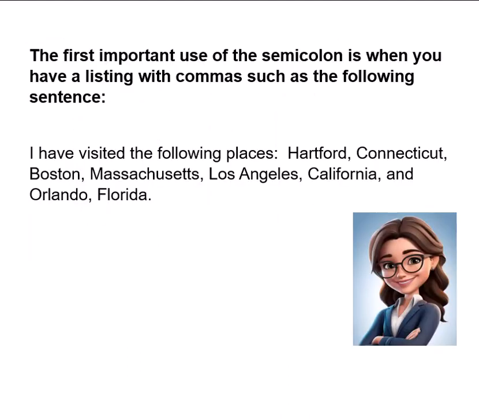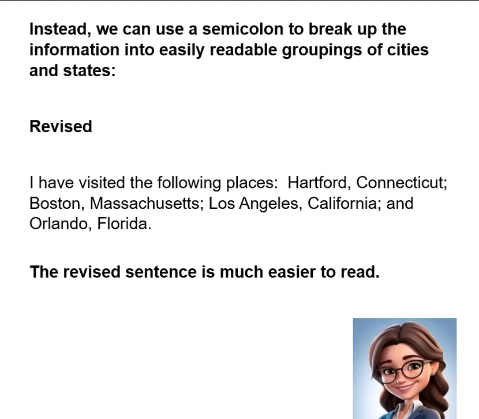The first important use of the semicolon is when you have a listing with commas, such as the following sentence. I have visited the following places: Hartford, Connecticut, that's one group, and there's an internal comma within the group. Then Boston, Massachusetts. Then Los Angeles, California. And finally, Orlando, Florida.